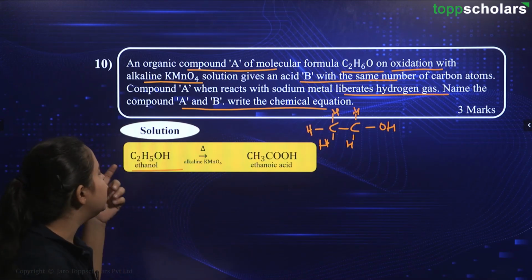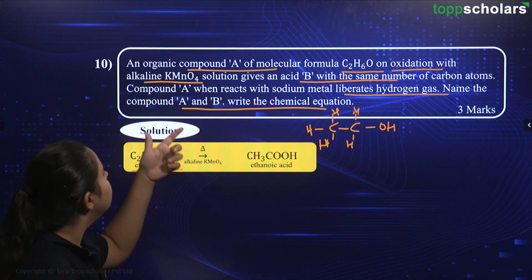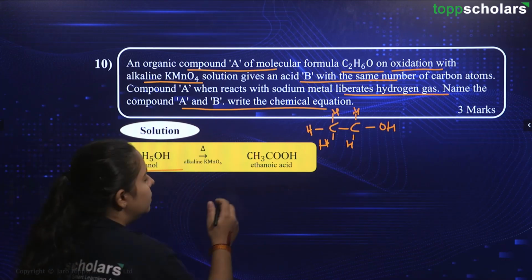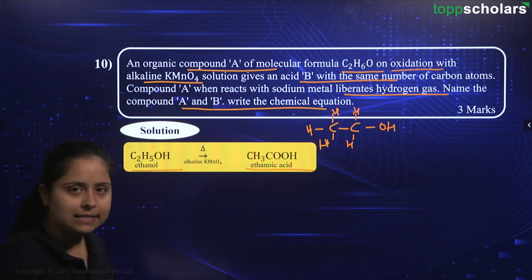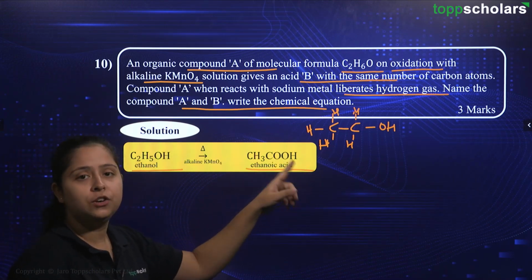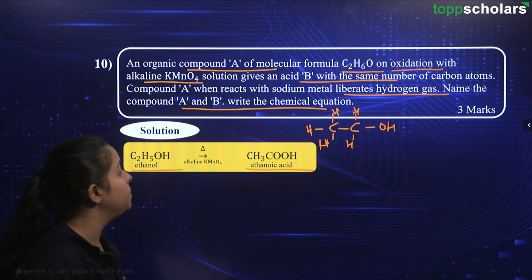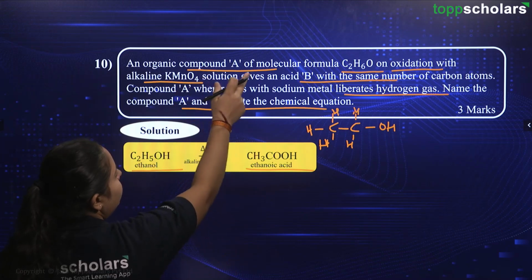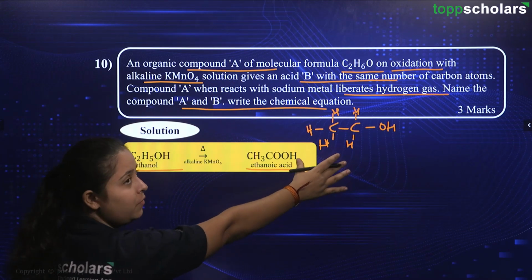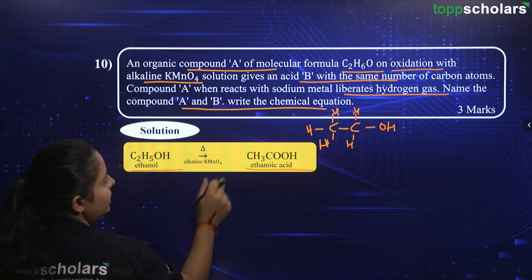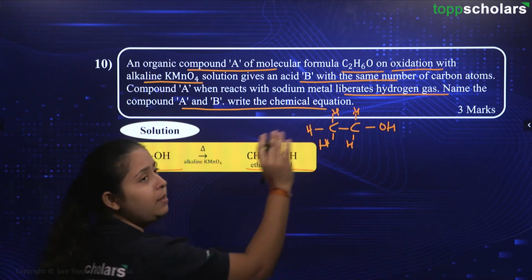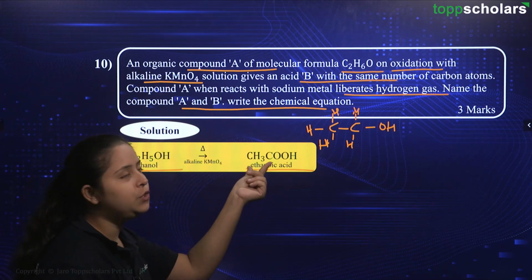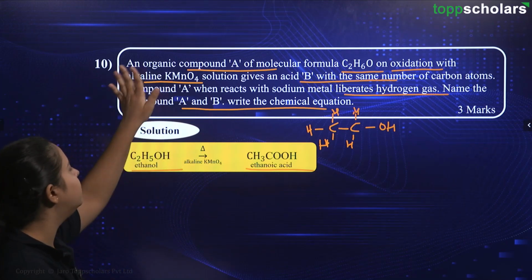So this ethanol is undergoing oxidation using this alkaline KMnO4, along with which we are also supplying heat. The product we are forming is ethanoic acid, CH3COOH. Common name if I ask, yes, it is acetic acid. Now, this fulfills the conditions that were provided. An organic compound A of the molecular formula we have already discussed, on oxidation gives an acid B with the same number of carbon atoms. If you see, here 2 carbons are present, here also 2 carbons are present. So we have fulfilled the first condition.